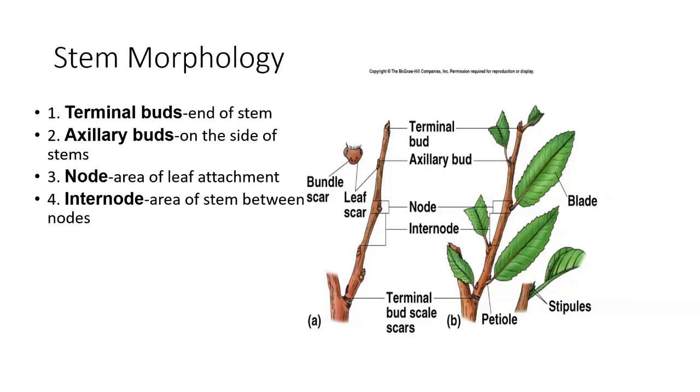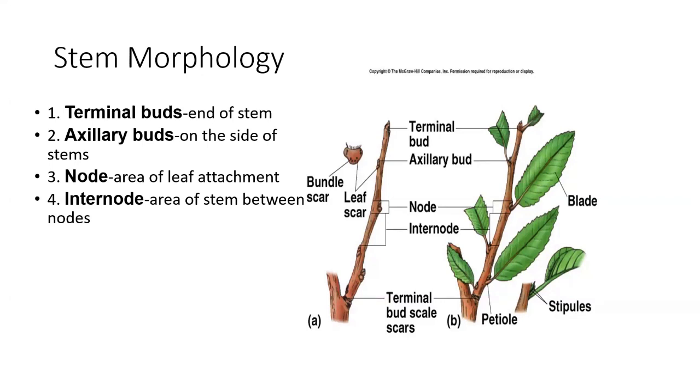Oftentimes, not that the axillary buds aren't important, but if you're trying to propagate, if you're trying to force new growth on a plant, a lot of the new growth is going to be occurring on the terminal bud, or on the end of the stem.